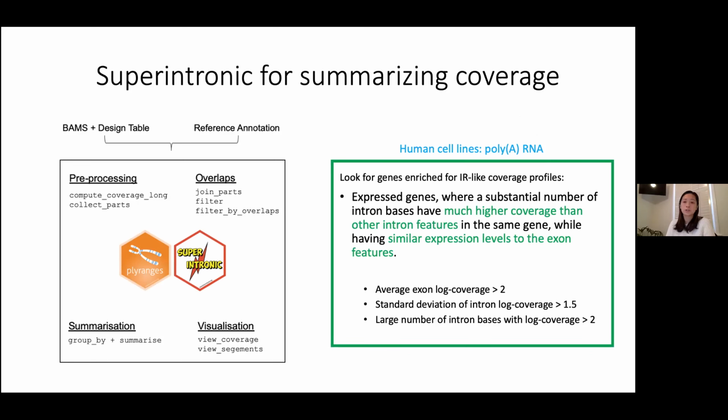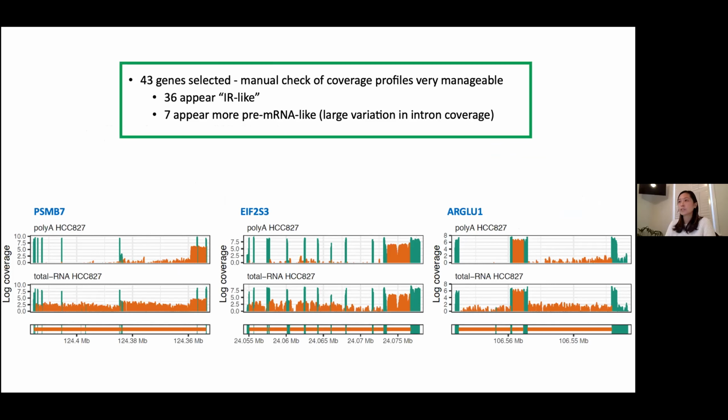For the human cell line data set, we come up with 43 genes that we select based on certain thresholds. And this becomes quite easy to manually check their coverage profiles. So here I've highlighted 3 of them that appear fairly intron retention-like. You'll see that there's a big bump in the orange, or the intron coverage, for a very particular region relative to the rest of the coverage in the area for these 3 genes.